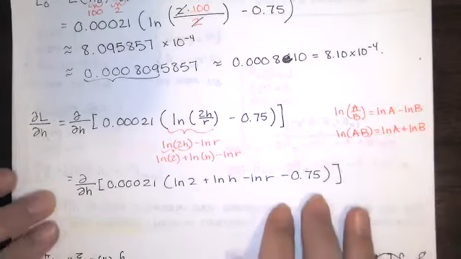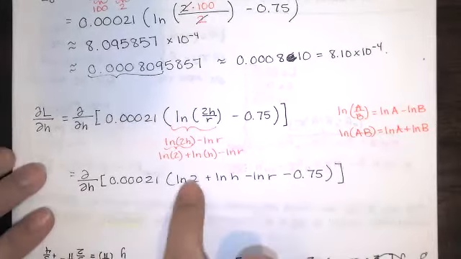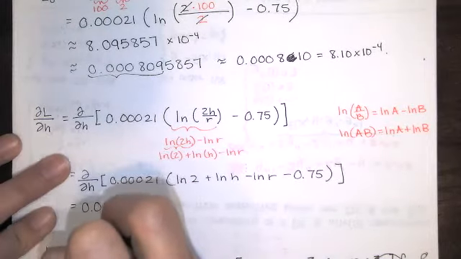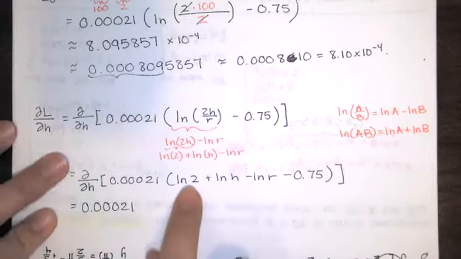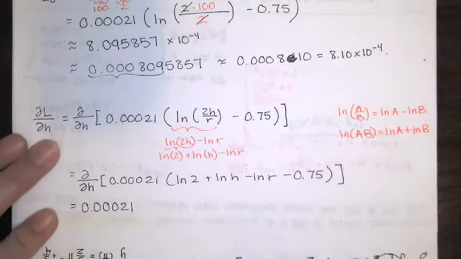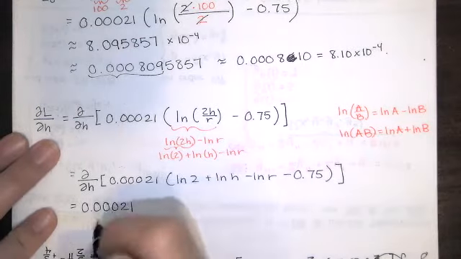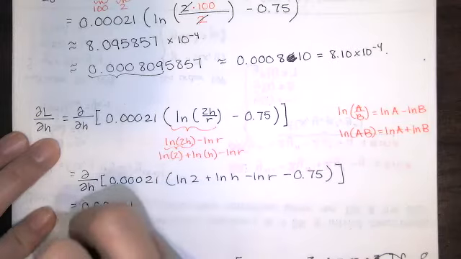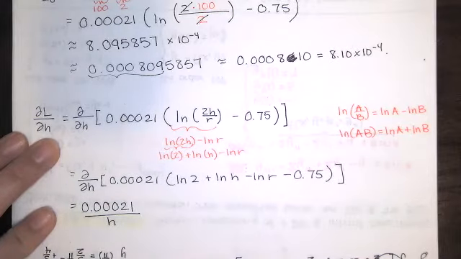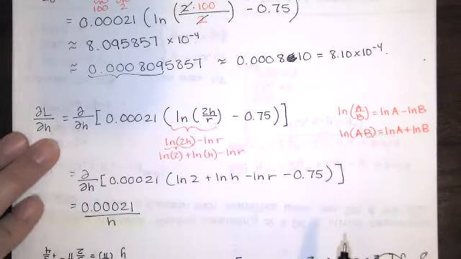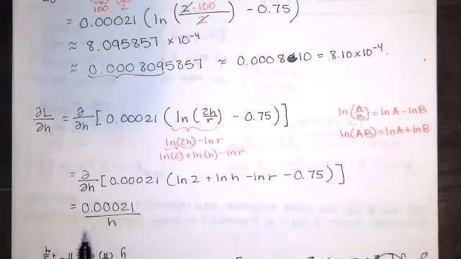So we've got all this. That's a constant times a function of h. So you want to bring your constant down. And the derivative of natural log of 2 with respect to h is 0. The derivative of natural log of h with respect to h is 1 over h. So we're taking this guy and we're multiplying by 1 over h. It's the same as dividing by h. There's no h here, so the derivative of that with respect to h, treating r as a constant, is 0, and the derivative of that is, of course, 0.